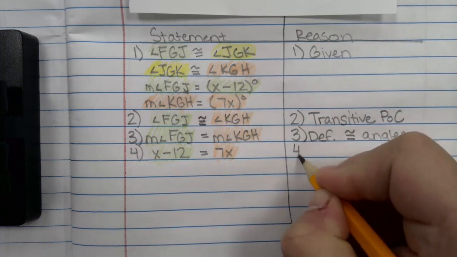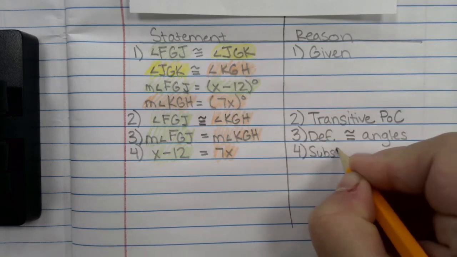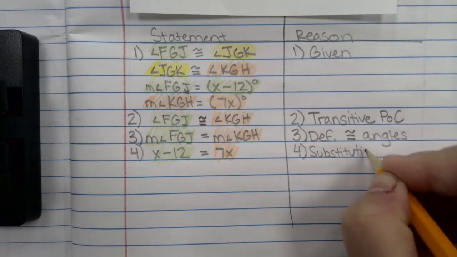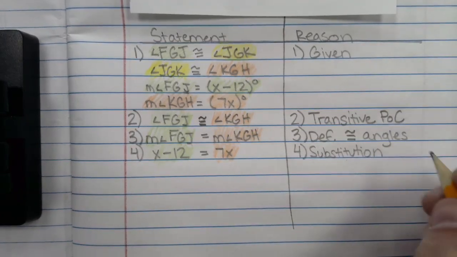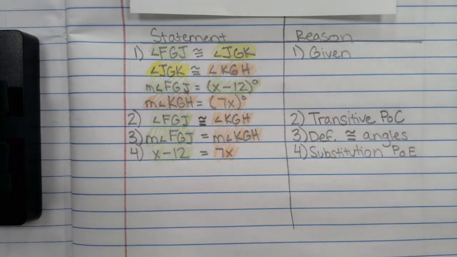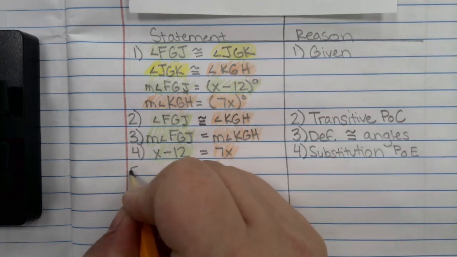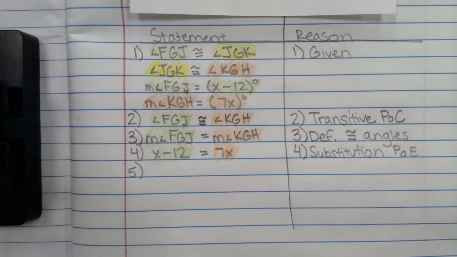What do we call that when we switch something out? Substitution. Now, substitution only works with equality. So that's our substitution property of equality. All right, in the end, our conclusion says x equals 2. So our goal is to get x by itself. So now we're going to solve this equation.